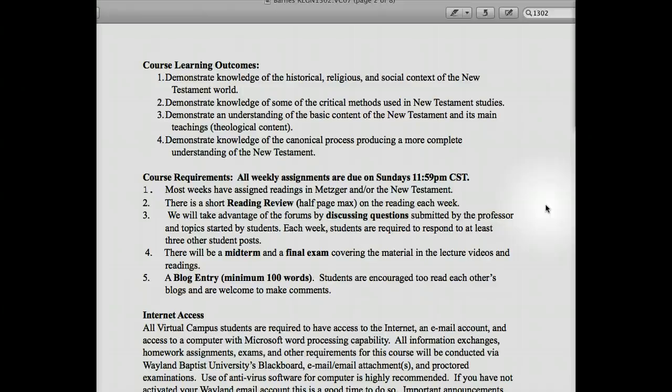I'm requiring basically the same thing every week. Every week follows this five-point pattern. So you can get into the groove and then study for the midterm, and you have a week to take your midterm and do the assignment. So just be prepared for that. I tried to make the assignment as easy as I could, but we need to get through the New Testament, so I had to do it.